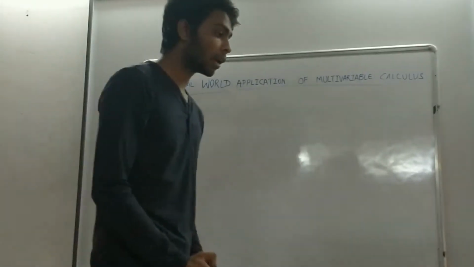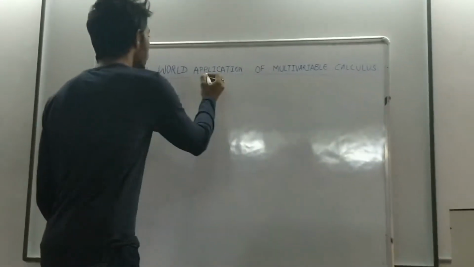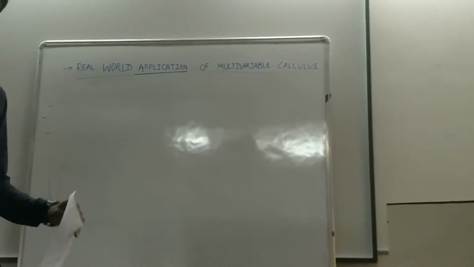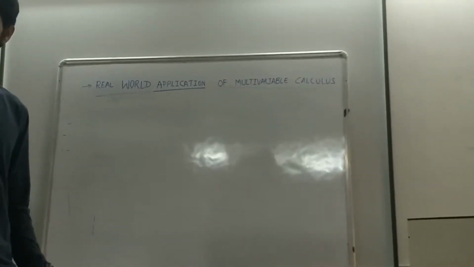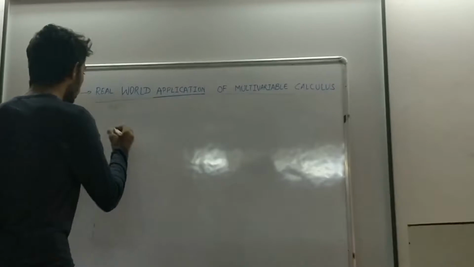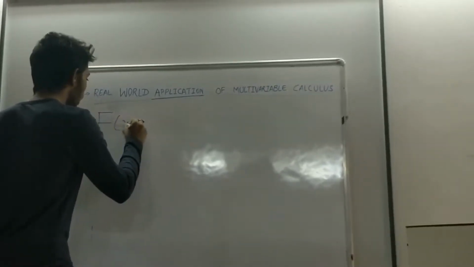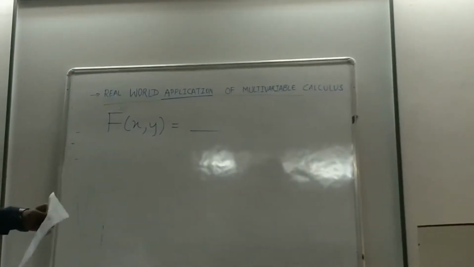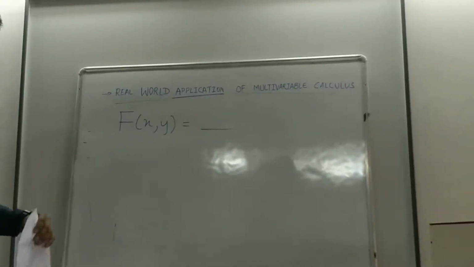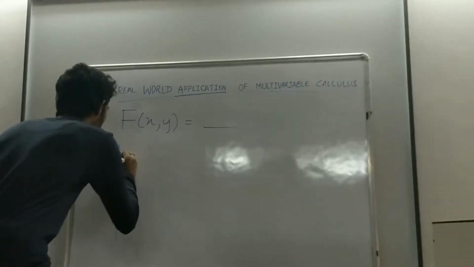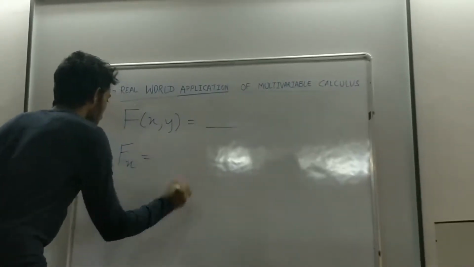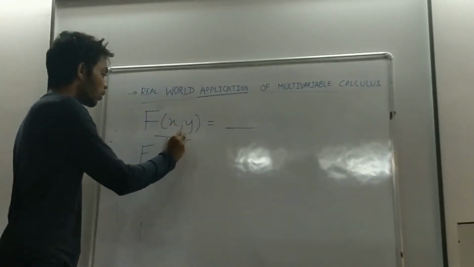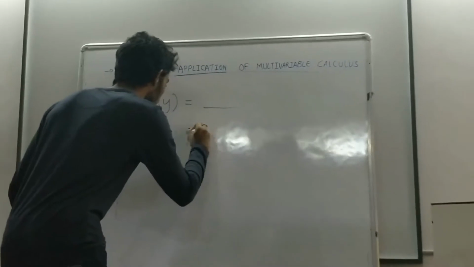So basically, I would like to talk more about the applications part of this mathematical phenomenon, and for that I'll just start with a brief introduction and a technical part. So let me take a function f(x, y) equal to something, and let me partially differentiate it once with respect to x, f_x. Also I can take a partial differentiation of this same function with respect to y, f_y.